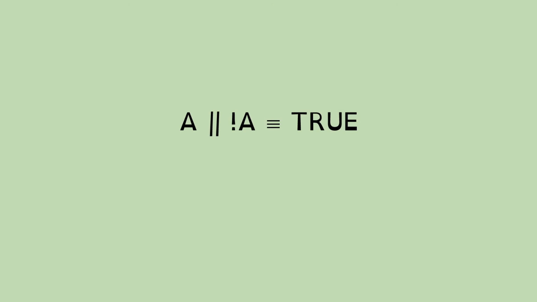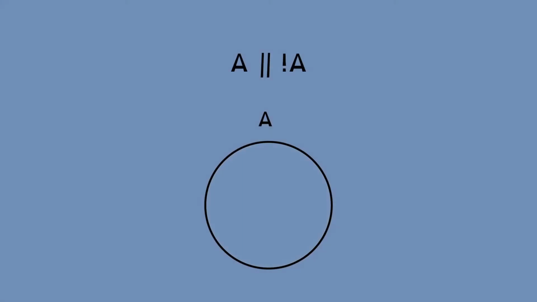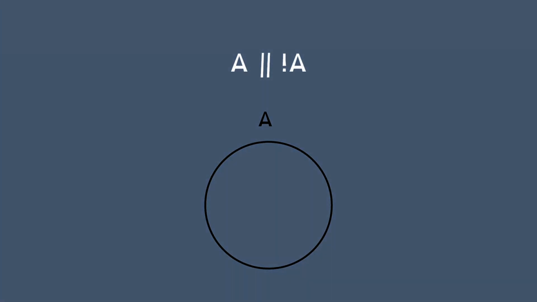A or not A equals true, or is the same as true. Here's A, here's not A, here's the combination, now it's an or, so we darken up. Yes, that's the same as true because everything has gone dark.